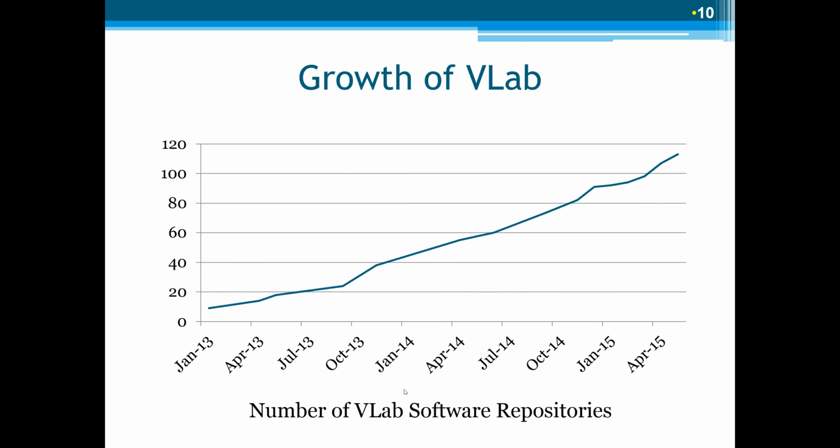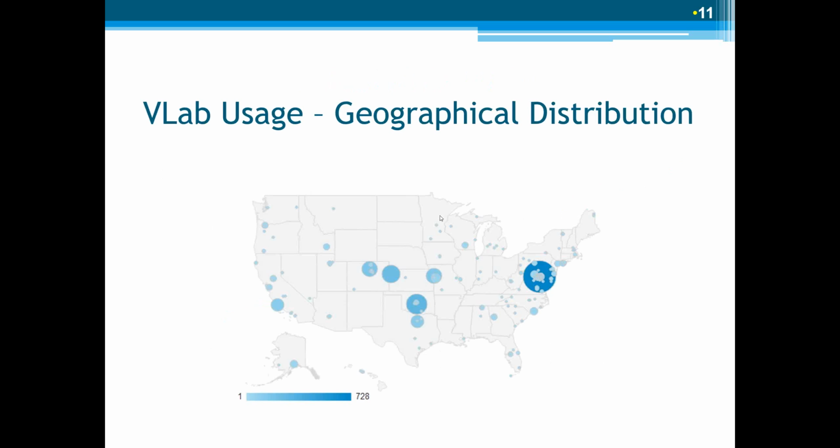So this gives an idea of how many repositories reside. As of April 15th, there are over 100 repositories within the virtual lab. Everything being within IDP at NSEP, everything is fault tolerant, backed up. So there's peace of mind there. And it's being used because of its online nature. It's used across the country.